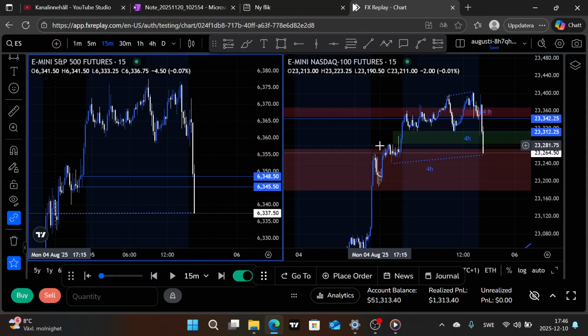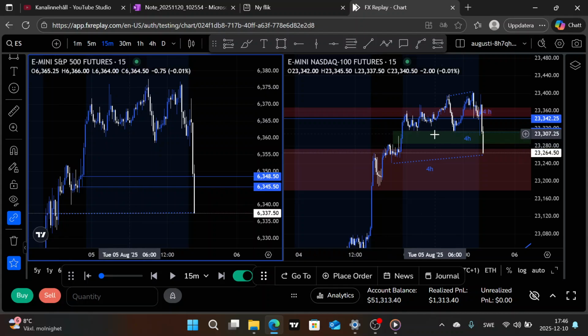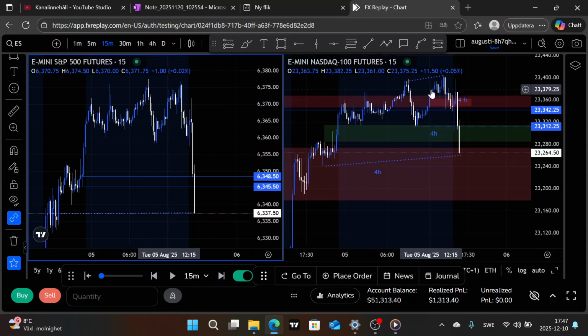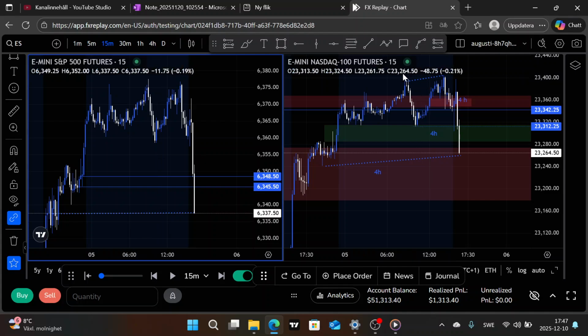So I still have an SMT, but this valley gap gets run through. And I still have an SMT at the highs. So which one is validating where the market is heading to? I'm not sure.